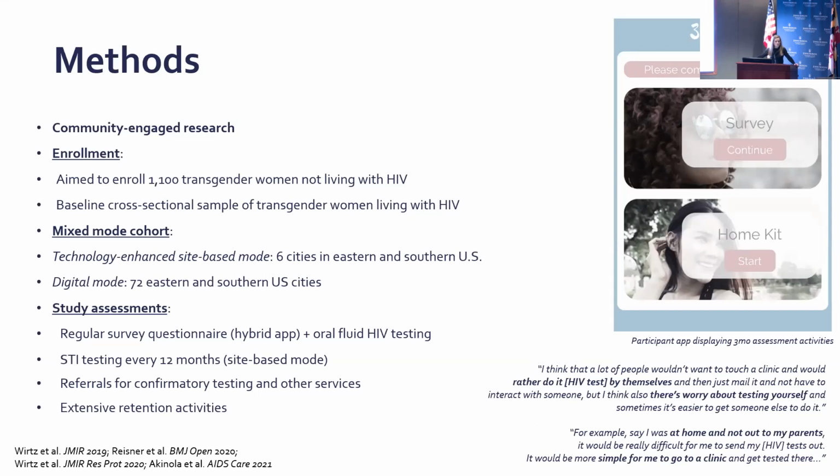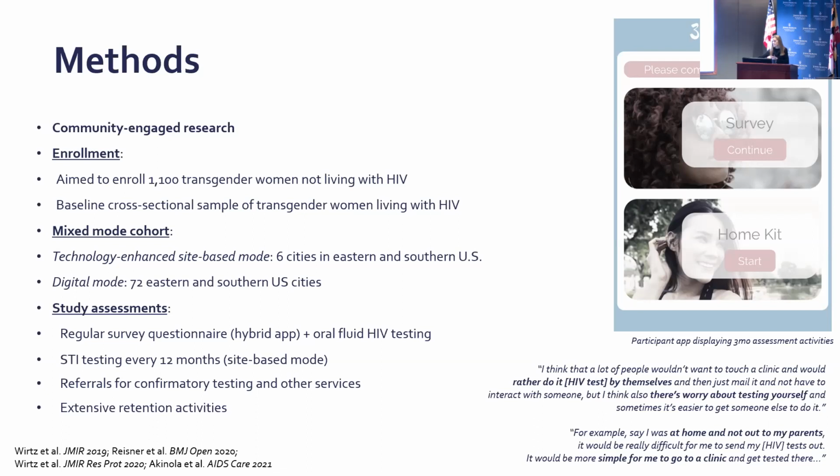We developed a mixed mode cohort, so there were largely two modes within this. One was a technology enhanced site-based mode, which spanned 6 cities in Eastern and Southern US. By technology enhanced, we required participants to come in person to our sites at baseline and every 12 months so that they could build relationships with our staff, build trust, and become familiar with the technology.